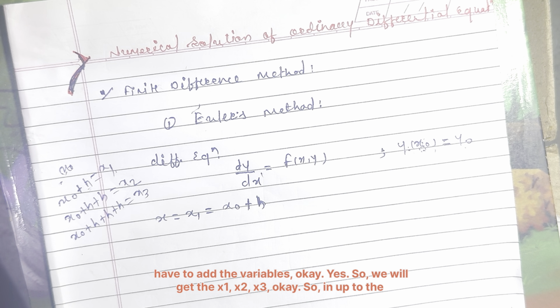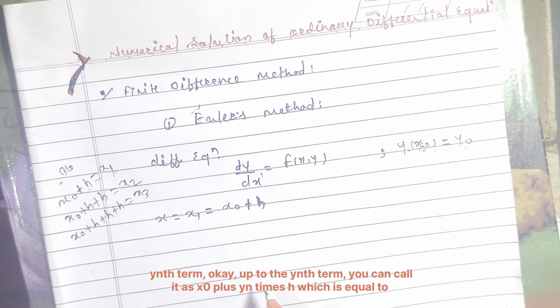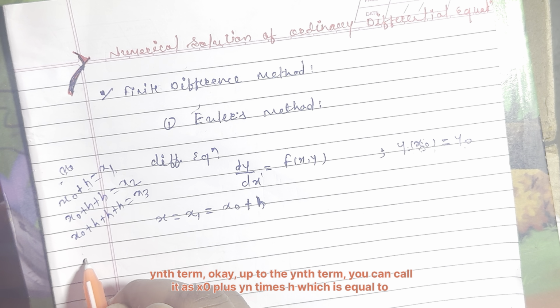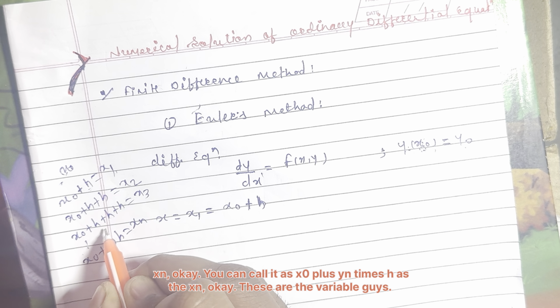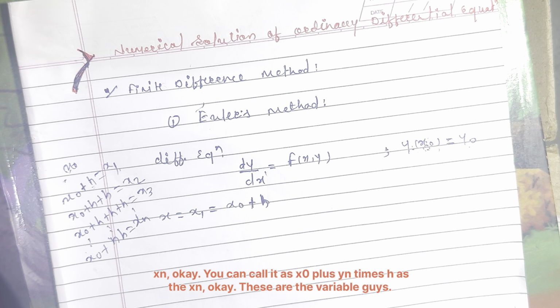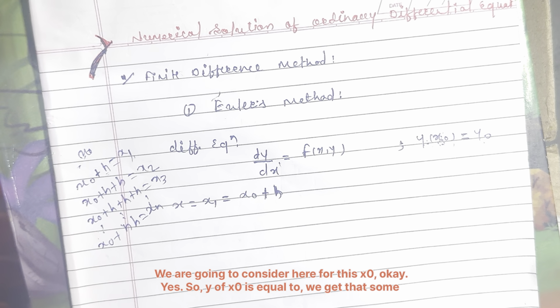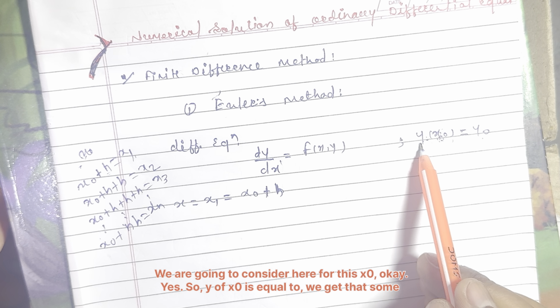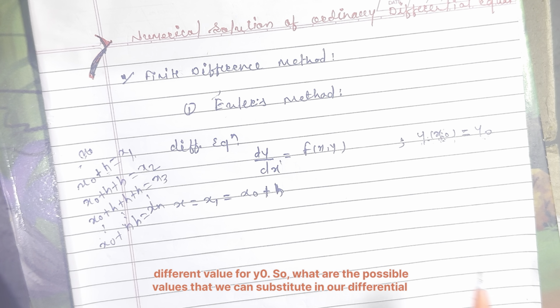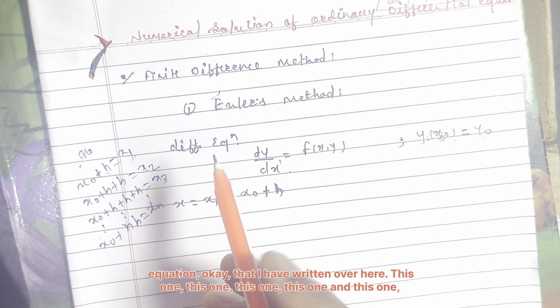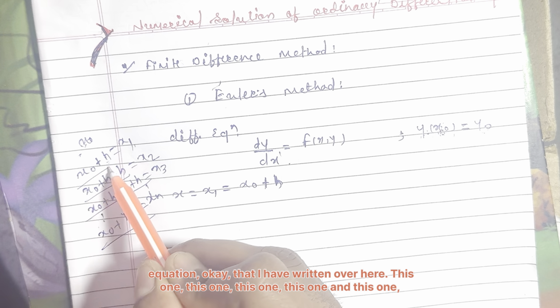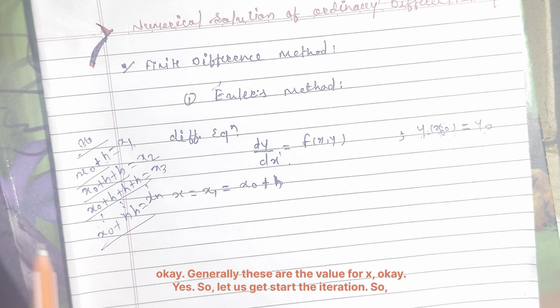Similarly, you have to add the variables and you will get x1, x2, x3, and up to the nth term, x naught plus n times h, which is equal to xn. These are the variables we are going to consider here. So y of x naught is equal to some value y naught. So what are the possible values that we can substitute in our differential equation? That I have written over here. Generally these are the values for x.